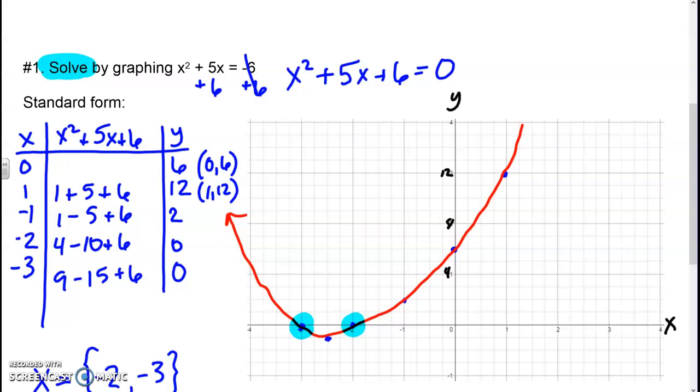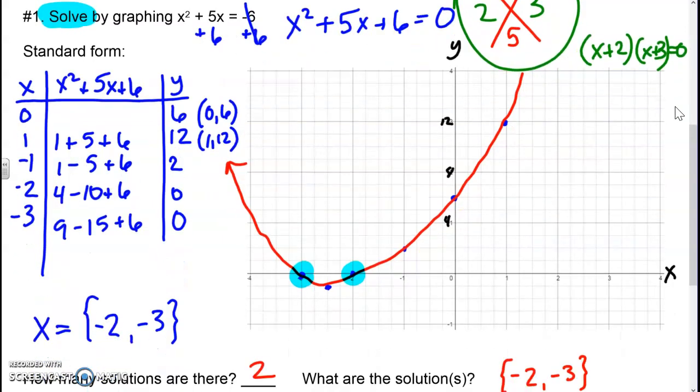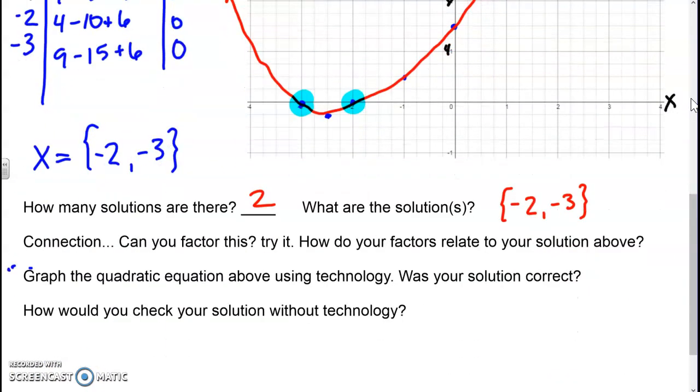Notice it's a simple trinomial. I'm just doing this up here with that x. I need two numbers that multiply to 6 and add to 5. Those numbers are 2 and 3. If I would factor this, I would get (x + 2)(x + 3) = 0. Interesting how that relates. Let's zoom back down. How does that relate to the solutions we found? Well, it's interesting. They're the same numbers, opposite signs, isn't it?